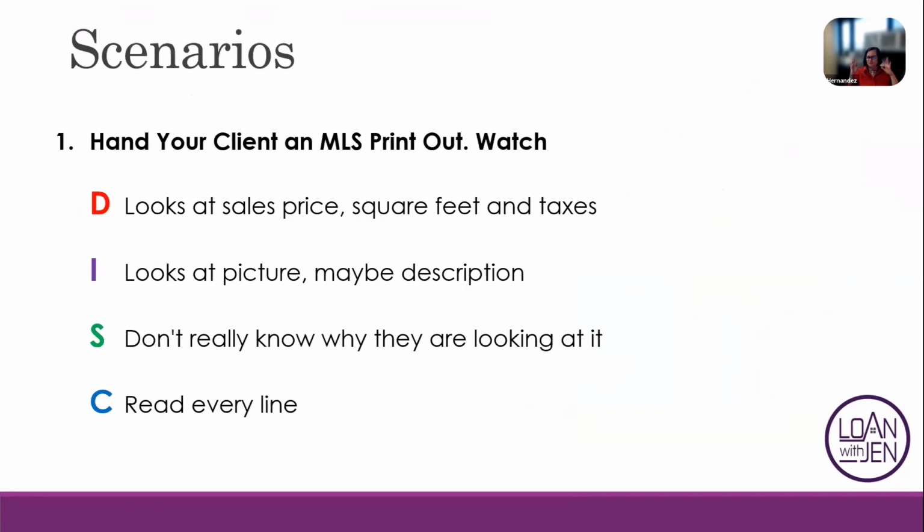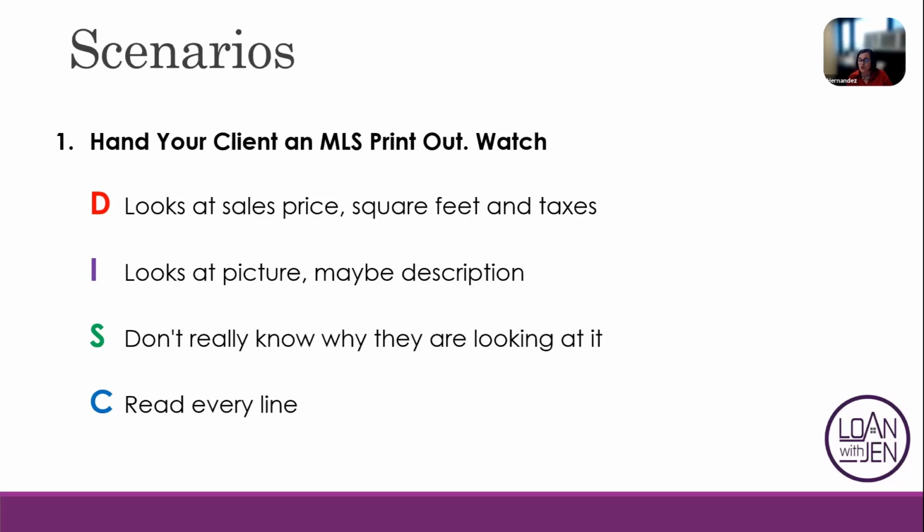This is all from the aspect of, let's say that you're a realtor, because I deal with a lot of realtors. You hand your client an MLS data printout of a bunch of different houses for sale, and you say, hey, here's the data. The D, the dominant one, is going to look at the price, the square feet, and the taxes. They're just looking for bullet points. They don't want a lot of detail. They're like, give me the two or three things. That's all I need.